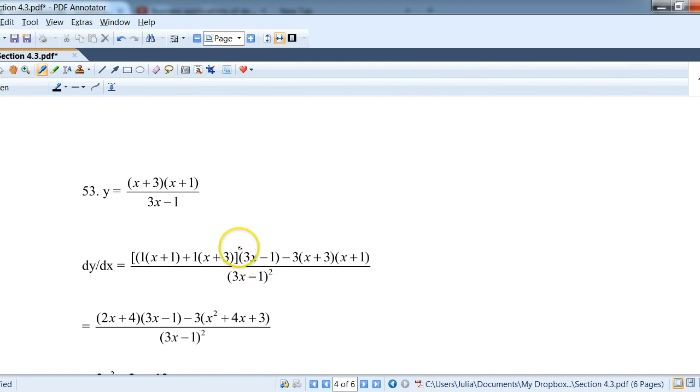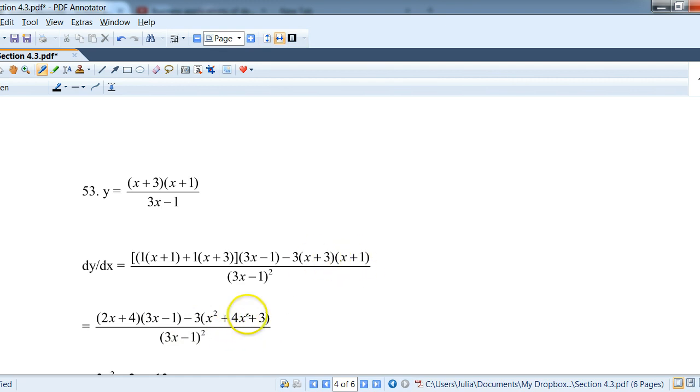Again, it looks confusing, but I use the brackets and we'll see how that would simplify. And then minus derivative of the bottom 3x minus 1, which is 3, times the original top. So I did not multiply it out just to see what would happen. Again, you can take out of the parentheses, so x plus 1 plus x plus 3 would give us 2x plus 4 times 3x minus 1 minus 3 times x squared plus 4x plus 3.